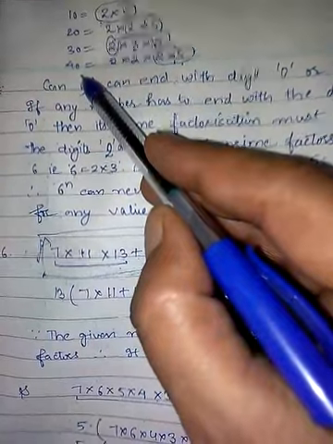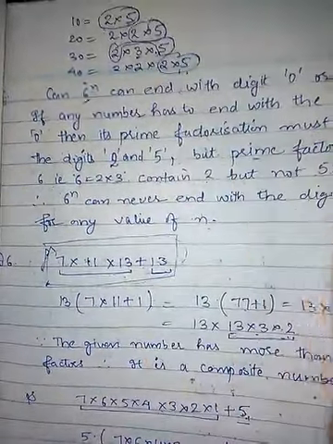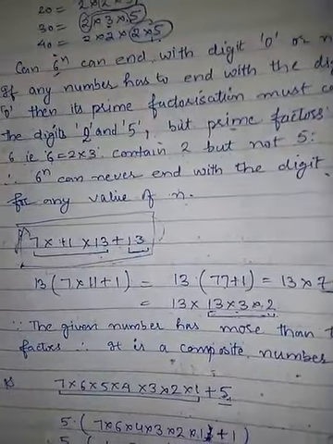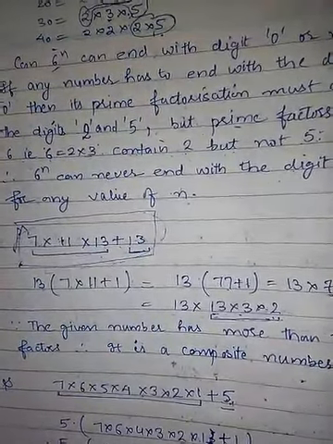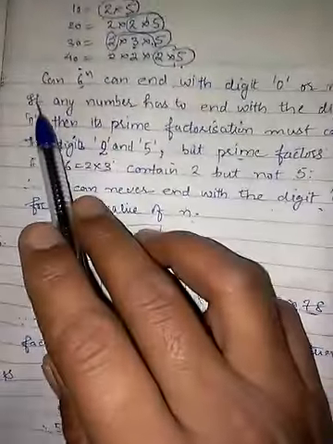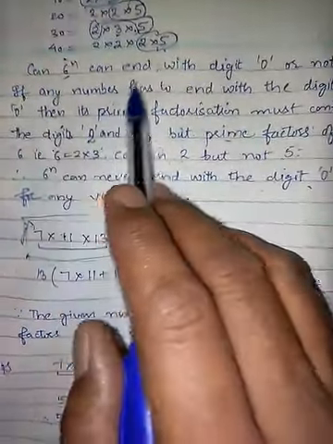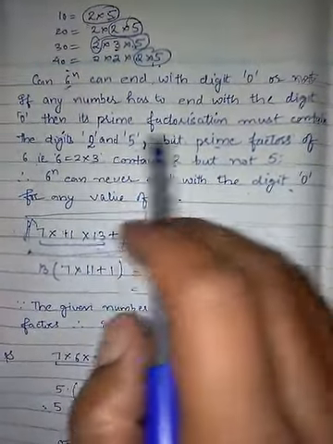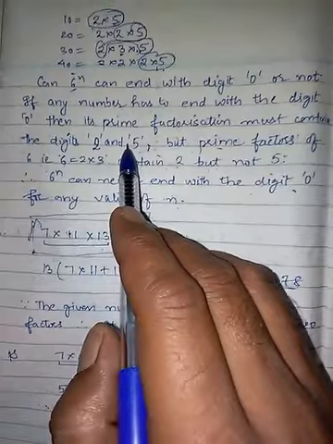If any number has to end with 0, then its prime factorization must have a 2 and a 5. So I will convert this Hindi into English. If any number has to end with the digit 0, then its prime factorization must contain the digits 2 and 5. Okay, this is the rule.